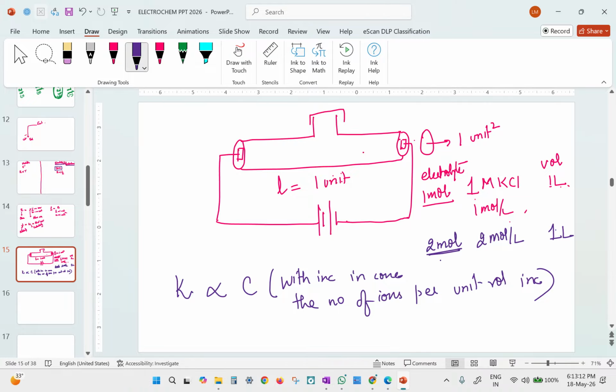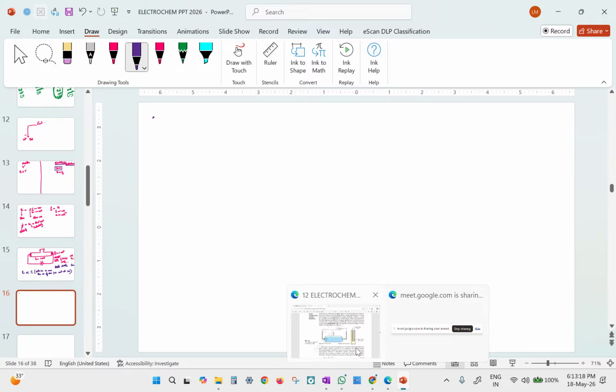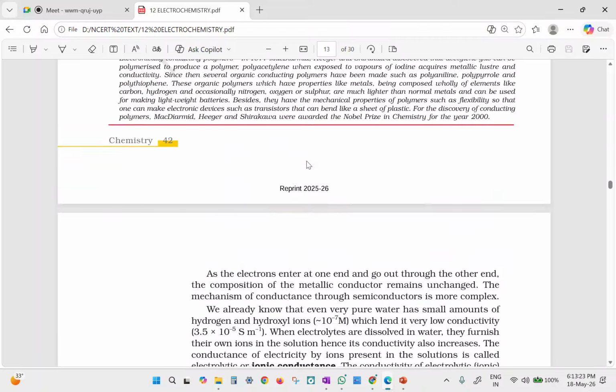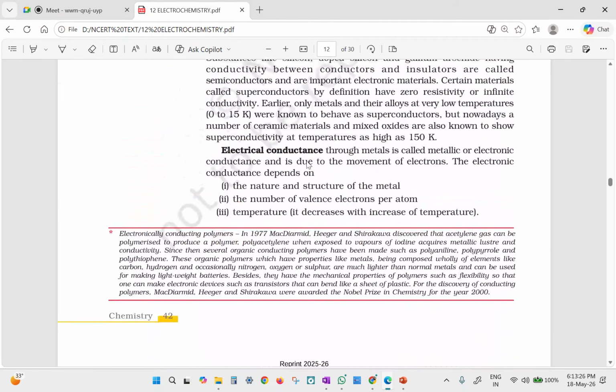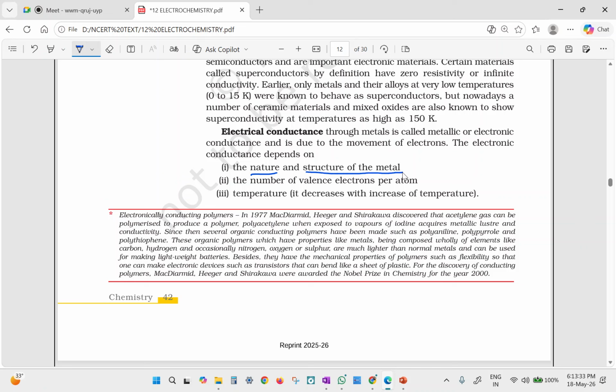Okay, now coming to something called molar conductivity. So we have the data with us, the data about the conductivity and the molar conductivity. Apart from this, conductance also depends upon the nature and the structure of the metal. Not all metals are good at conduction. Not all metals are equally conducting, correct? The best conductor is said to be silver, and copper. Apart from that, other metals, iron, aluminium, etc., are also good.